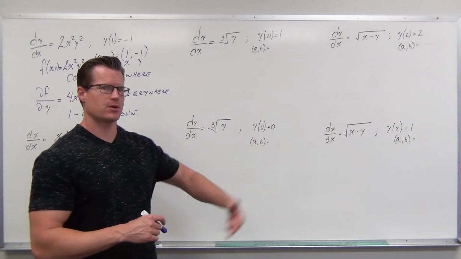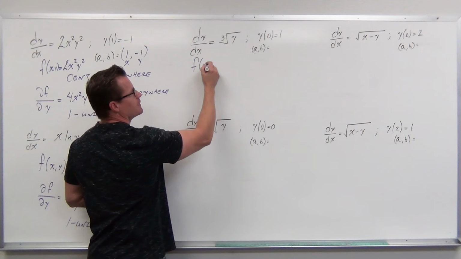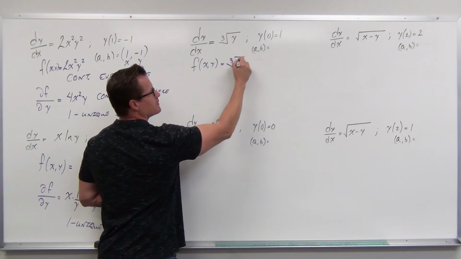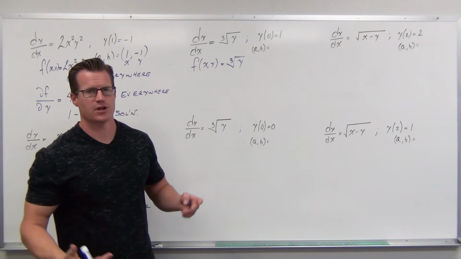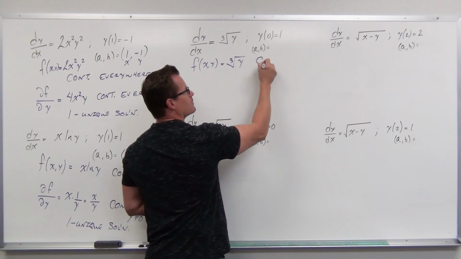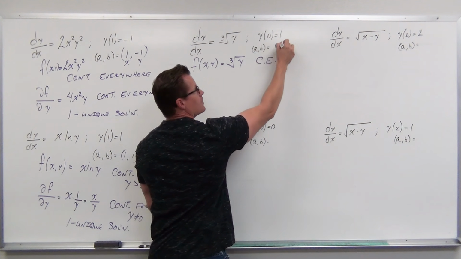So you're going to get in the habit of doing this really quickly. You go along, okay, our function f(x, y) is a cube root of y. Cube roots of y are continuous everywhere. 0 is not a problem. Negatives are not a problem. Positives are not a problem. So that's continuous everywhere. The point we're checking is x equals 0, y equals 1.